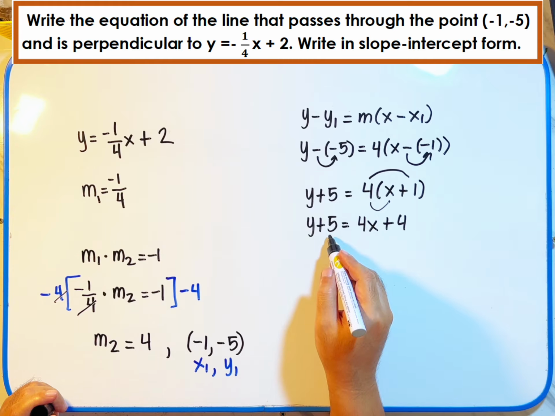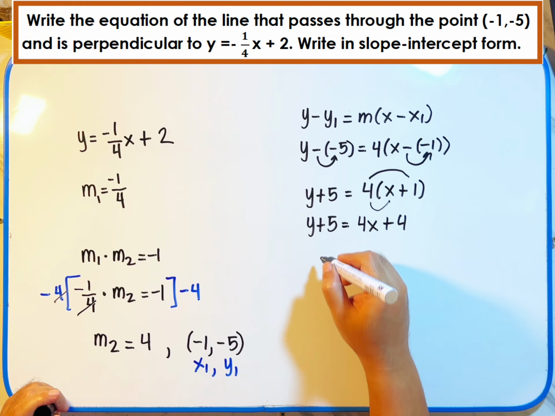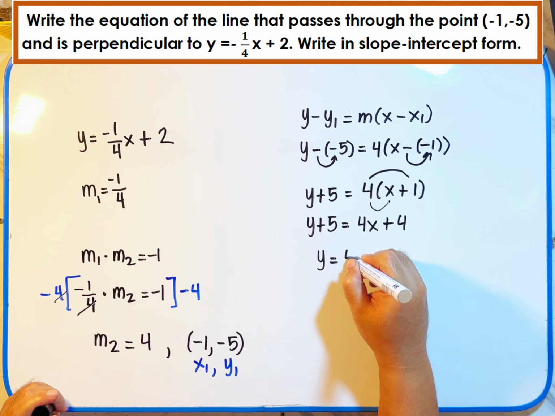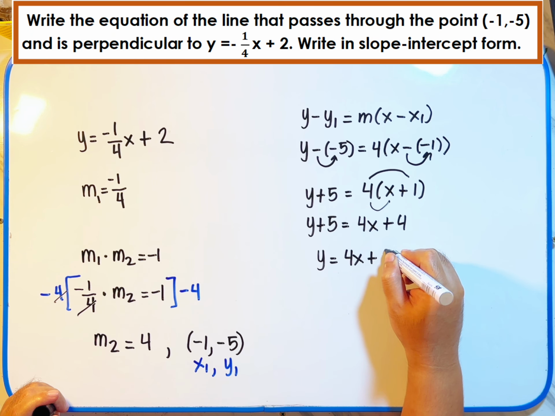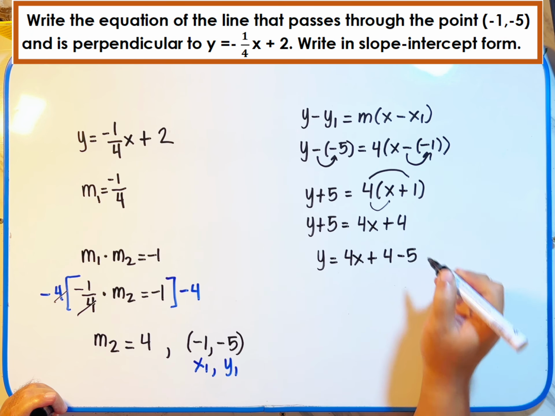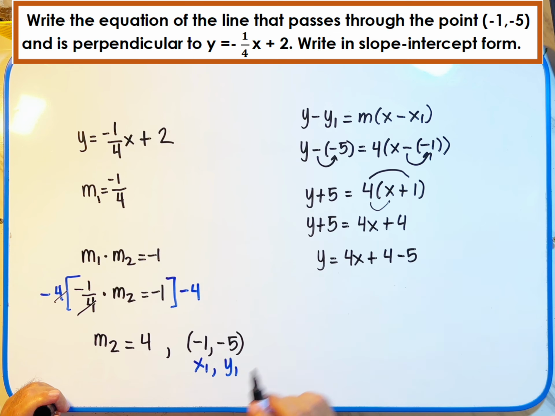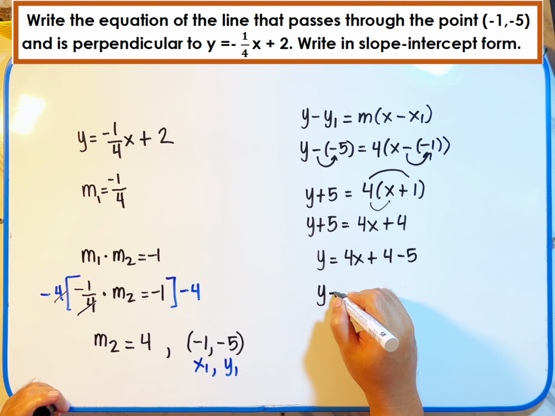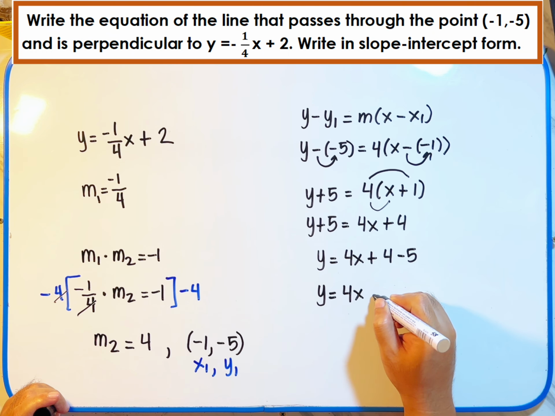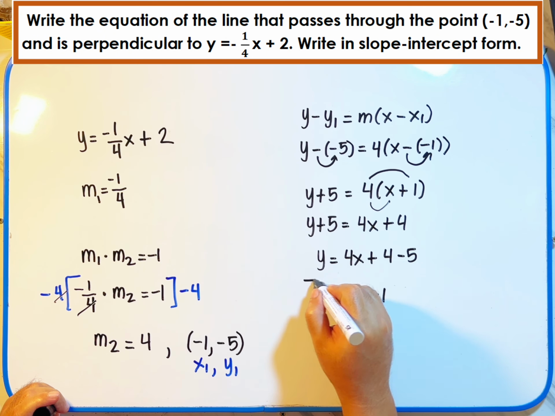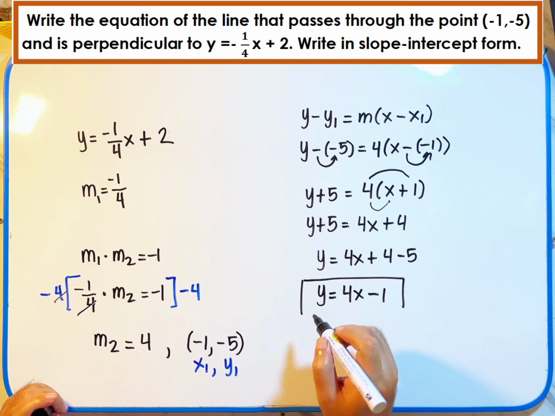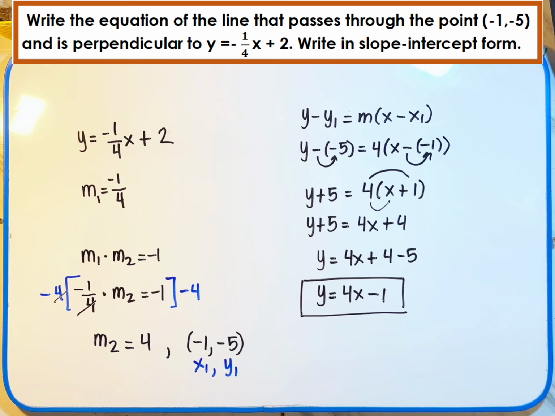And then transpose positive 5 to the other side, make it negative. y equals 4x plus 4 minus 5. And 4 minus 5 is negative 1. So we have y equals 4x minus 1. And this is the equation of our required line. This is the answer.